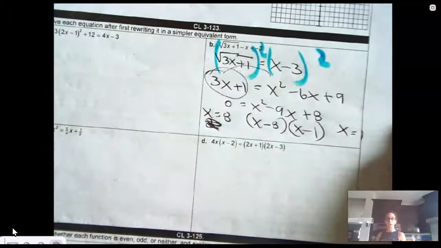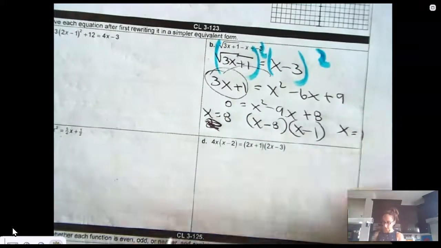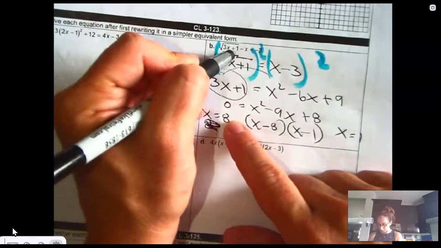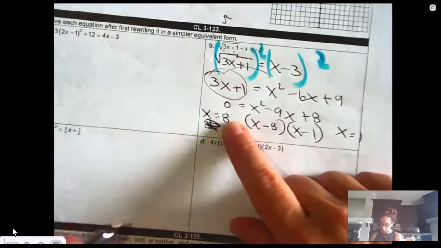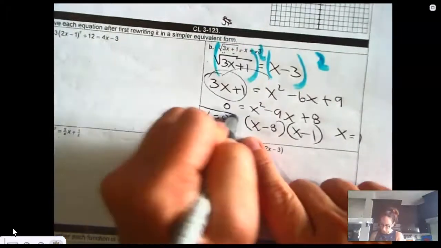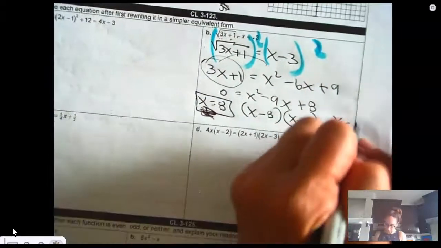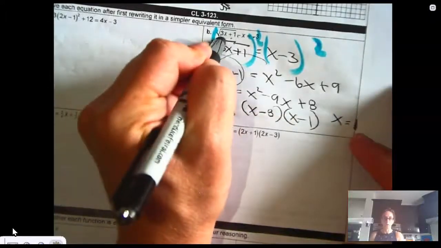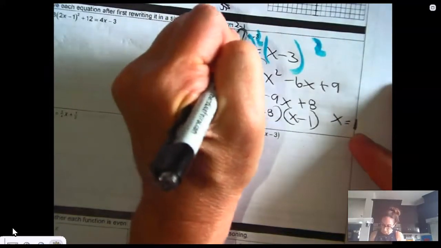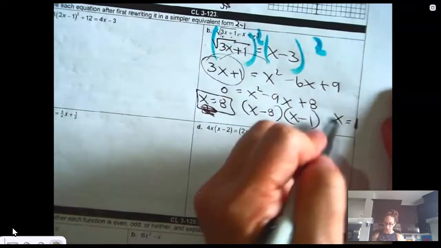But now I have to check them, okay? So let's try 8. 3 times 8 is 24, plus 1 is 25. The square root of 25 is 5. And then 5 minus 8 is -3. Oh, okay, that one's good. This one: 3 times 1 is 3, plus 1 is 4. The square root of 4 is 2. Minus 1 is not -3.